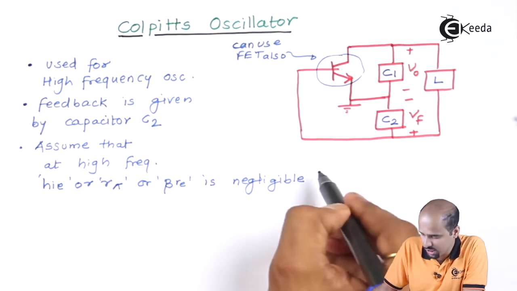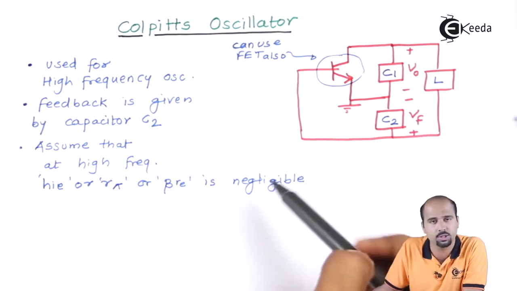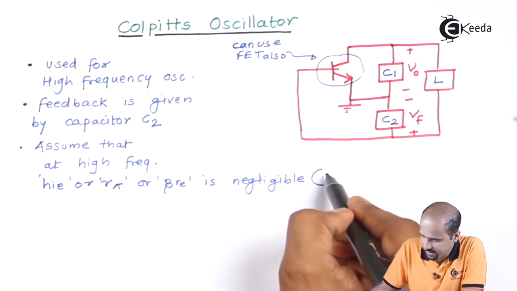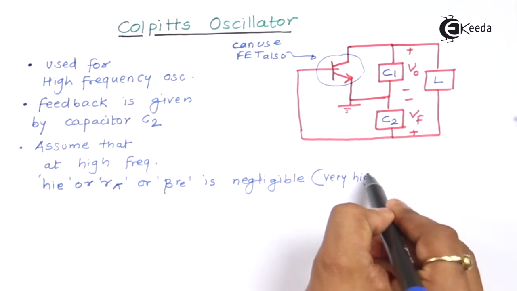negligible, because I'm taking the parallel combination along with this C2. Okay, so that's why this is negligible. I'm writing in bracket, very high.